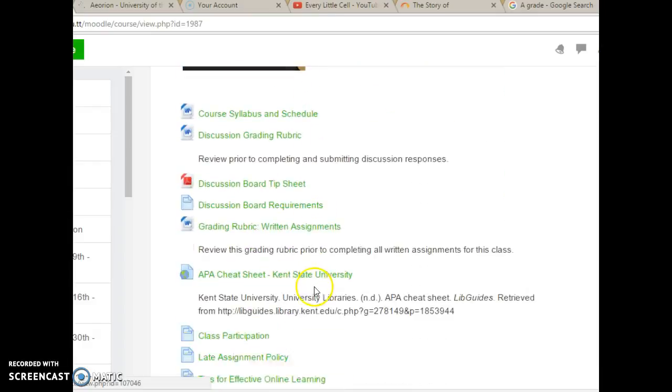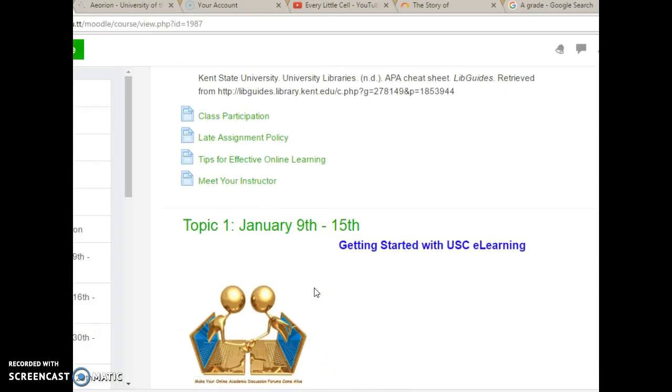So the first thing you want to do, which is very important, is to look at when each topic begins. So there is a time period. For example, topic 1 starts from January 9th to January 15th. And the ending date basically tells you when the assignment is due.